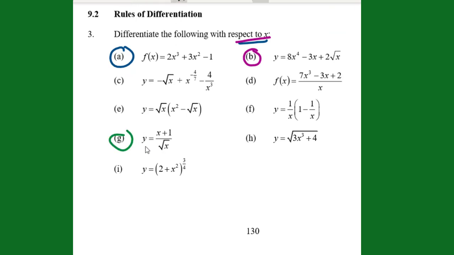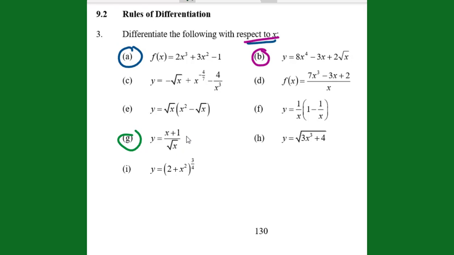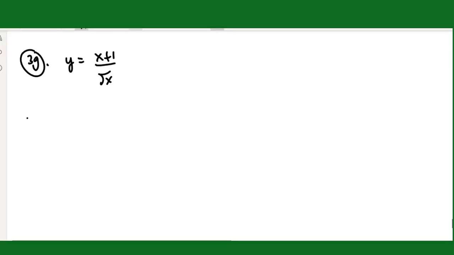For 3G, differentiate y equals x plus 1 over root x. Okay, this one, using either the quotient rule or better to simplify. I think better simplify, no need to use it. Okay, here let's say if you want to use the quotient rule, y prime equals u prime v minus u v prime over v squared.